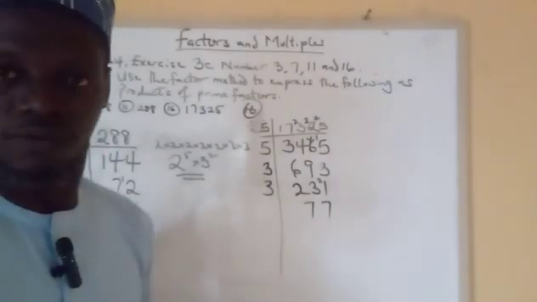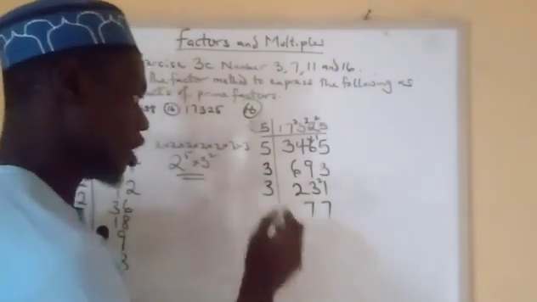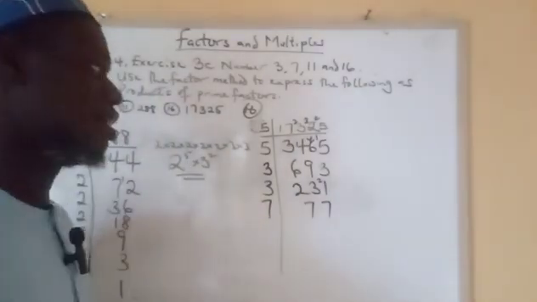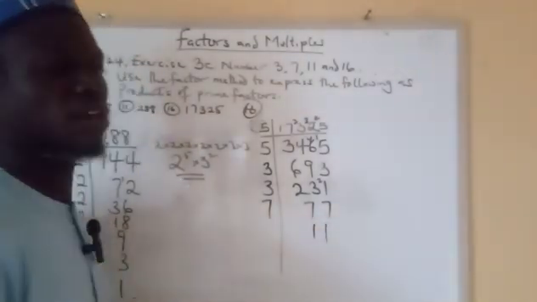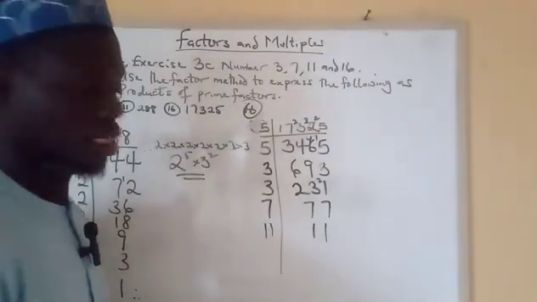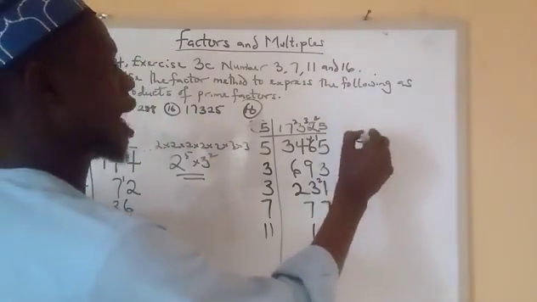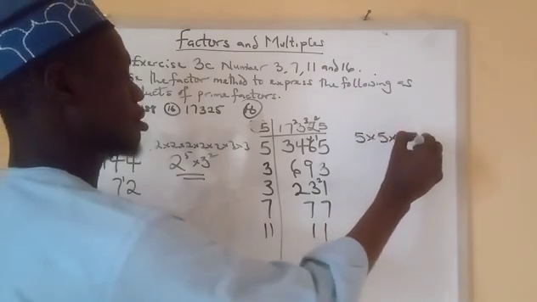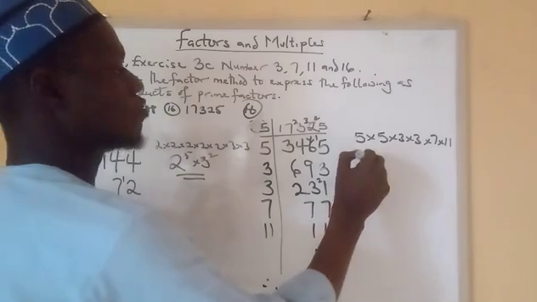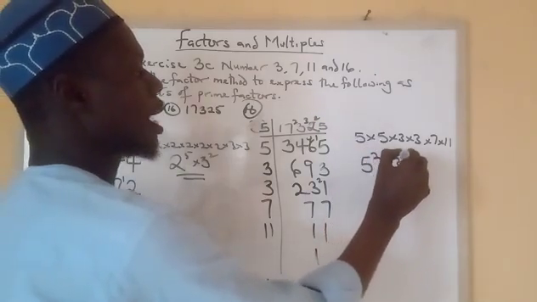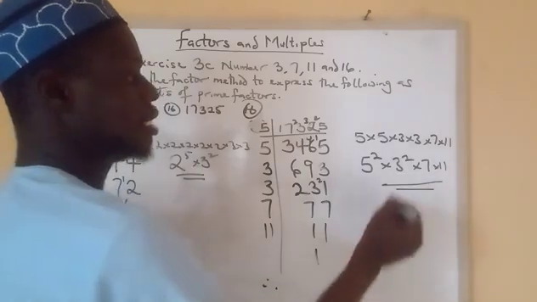It is easy. We can use 7. It is clear, 7 is a factor of 77, and it is also a prime number. So all these are prime factors. 7 into 77 will give us 11. Can we still use 7? No. So we use 11. 11 into 11, 1. So we have 5 times 5 times 3 times 3 times 7 times 11, which can be written in index form as 5 to the power of 2 times 3 to the power of 2 times 7 to the power of 1 times 11 to the power of 1. And here is our final answer.